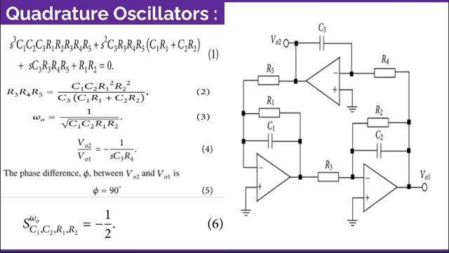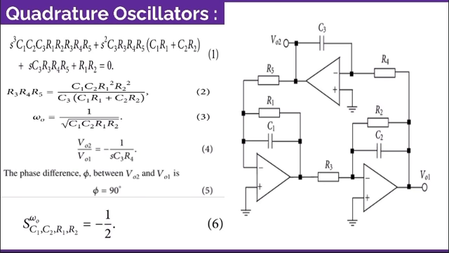From this circuit, as S is equal to j omega, by equating the real and imaginary parts with 0, the oscillation condition and the oscillation frequency can be obtained, as we see in equation number 2, which is R3 R4 R5 equal to C1 C2 R1 square R2 square by C3 into (C1 R1 plus C2 R2). And from this, omega naught is equal to 1 by root over C1 C2 R1 R2. This is equation number 3. So from equations 2 and 3, the oscillation condition and the oscillation frequency can be controlled.